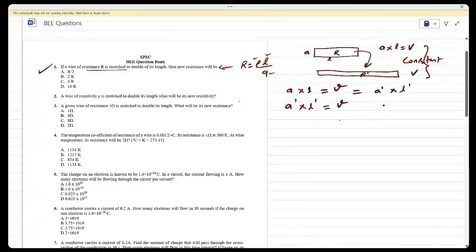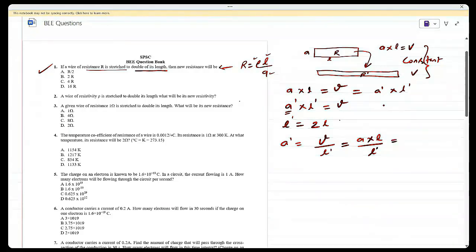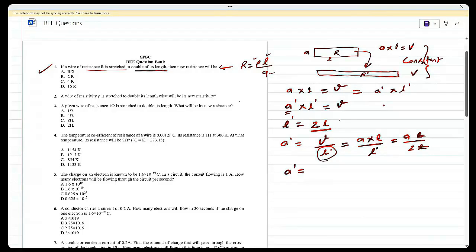Now what is the condition given? The stretched wire is double its length, which means L dash is equal to 2 times L. Now you can find the value of A dash. A dash will be V divided by L dash, and V is nothing but A into L, so A dash is A into L upon L dash. New length is 2 times old length, so L cancels, and the new area of the wire is A by 2. The length of the stretched wire is 2L and its cross-sectional area is A by 2.